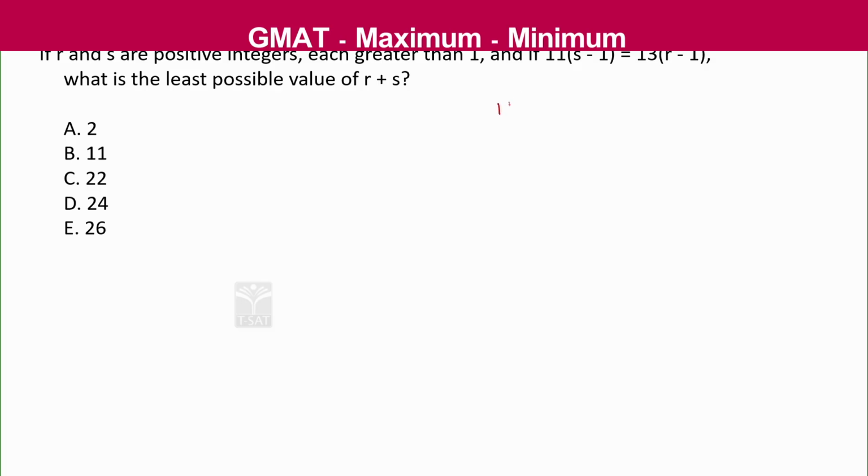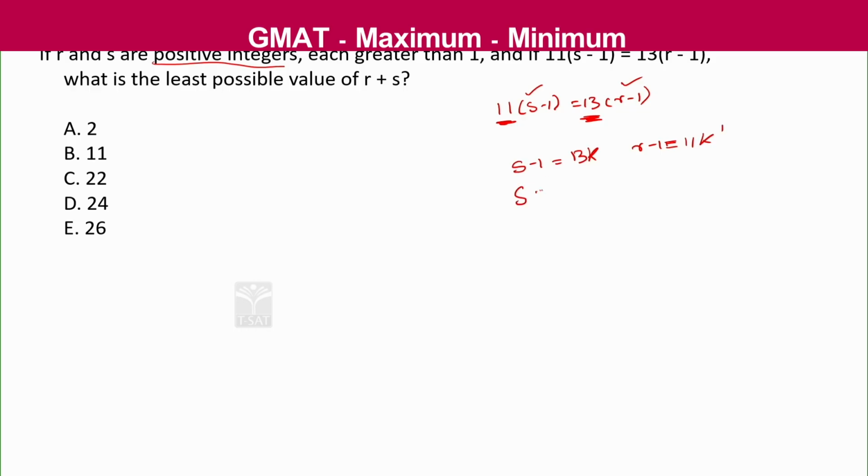Okay, we have this equation here, 11 times (S minus 1) is equal to 13 times (R minus 1), and S and R are positive integers. So definitely S minus 1 must be a multiple of 13 and R minus 1 must be a multiple of 11 for S and R to be positive integers. So let's say that S minus 1 is some multiple of 13, 13k. And let's say R minus 1 is some multiple of 11, that is 11k'.